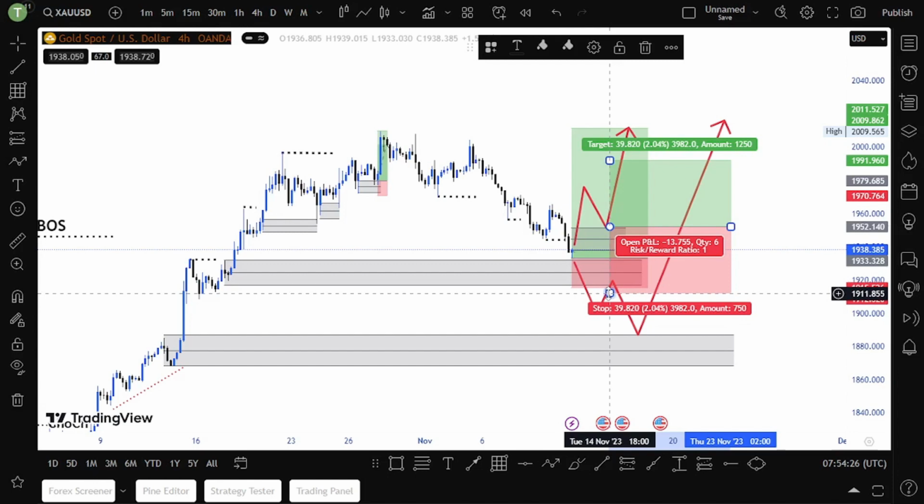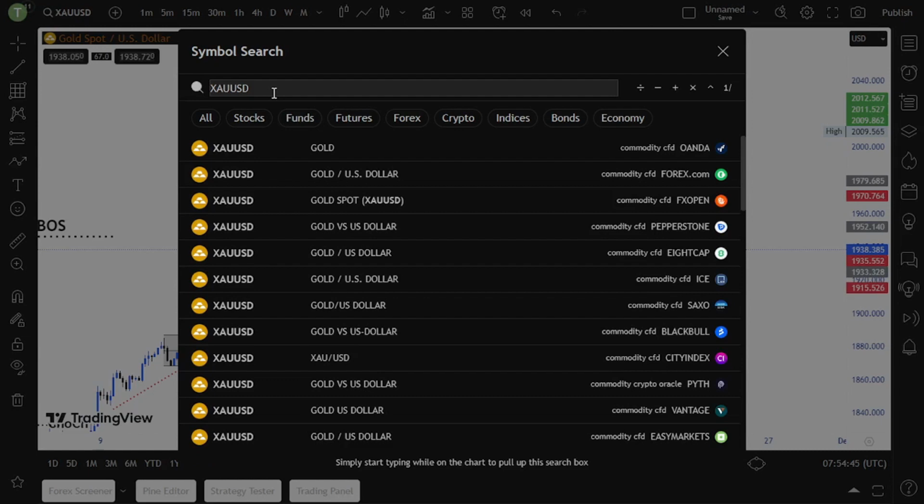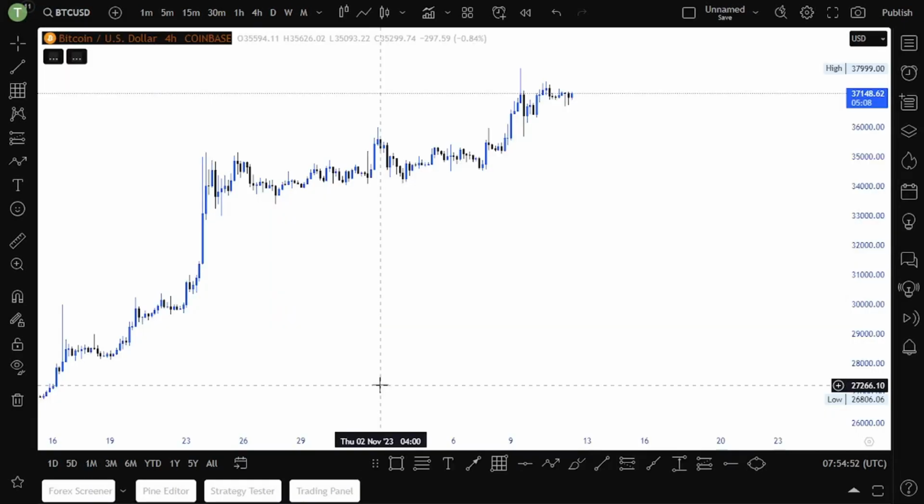Now let's look at Bitcoin. Looking at Bitcoin, guys, I thought it would pull back, but it never gave us this price movement that we anticipated. So we move on now. Bitcoin, as you can see, is moving up aggressively, guys.